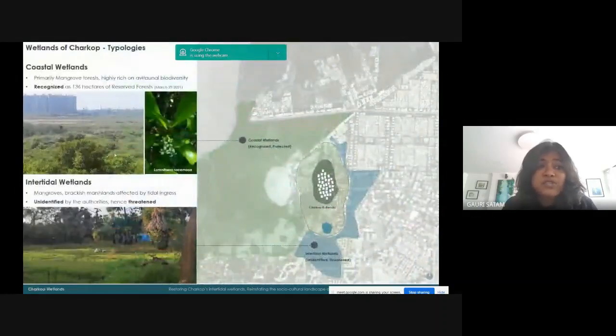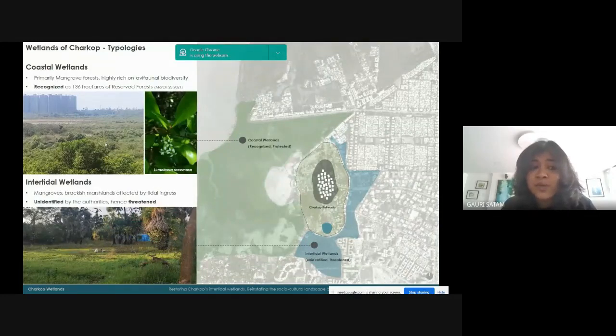So coming to these two different types of wetlands which exist around the Koliwada: the coastal wetlands, which have been very recently recognized as 136 hectares of reserved forest, are pretty much protected with a very rich avifauna of their own, while the other intertidal wetlands, which are mangrove forests with brackish marshlands, are yet to be identified by the authorities, hence threatened.